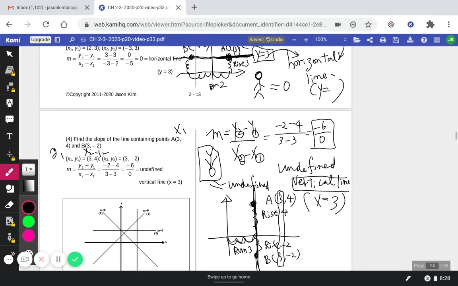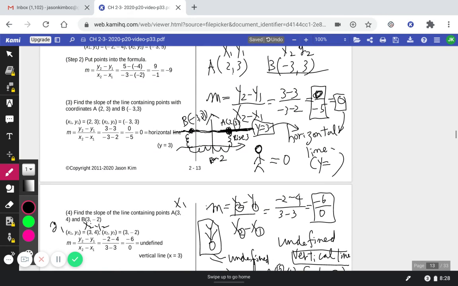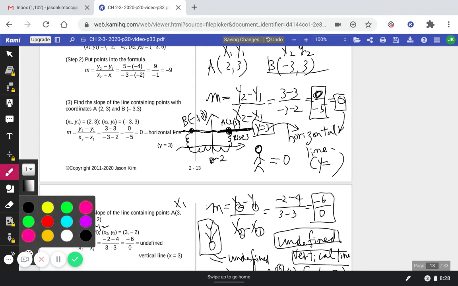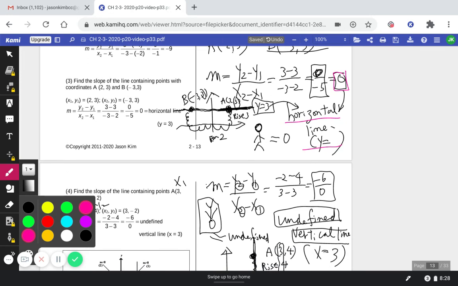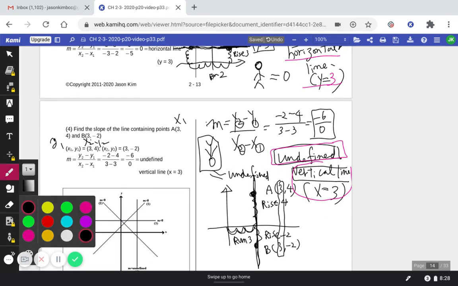But again, slope for number 3 was 0, and slope for number 4 was undefined. Okay. So slope for number 3 was 0, which becomes a horizontal line. And slope for number 4 was undefined because you have a 0 in the denominator, which becomes a vertical line. So what was the y? y equals 3 and x equals 3 in these two questions.